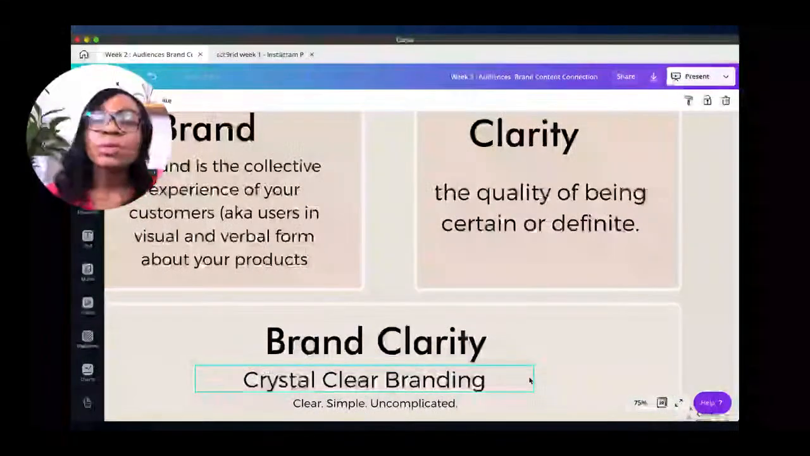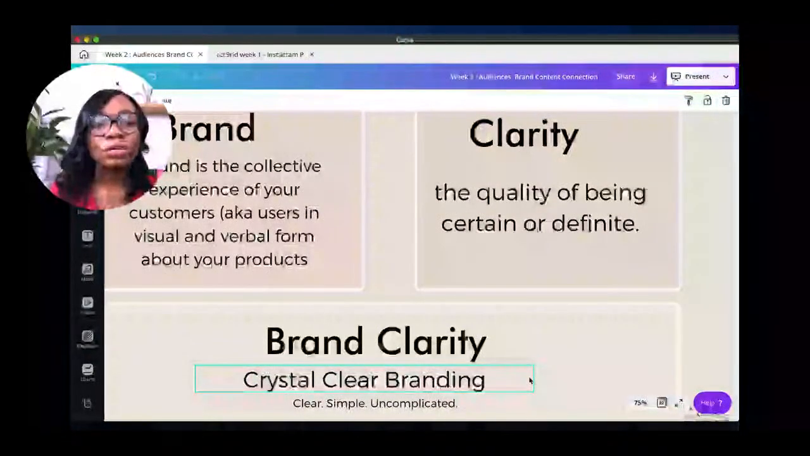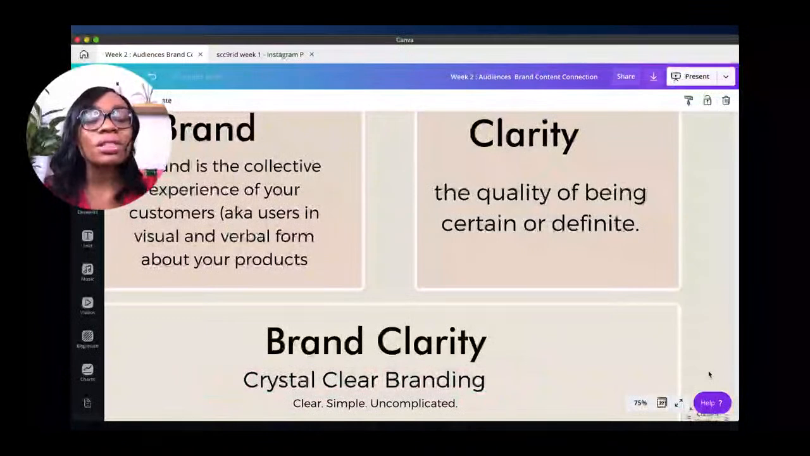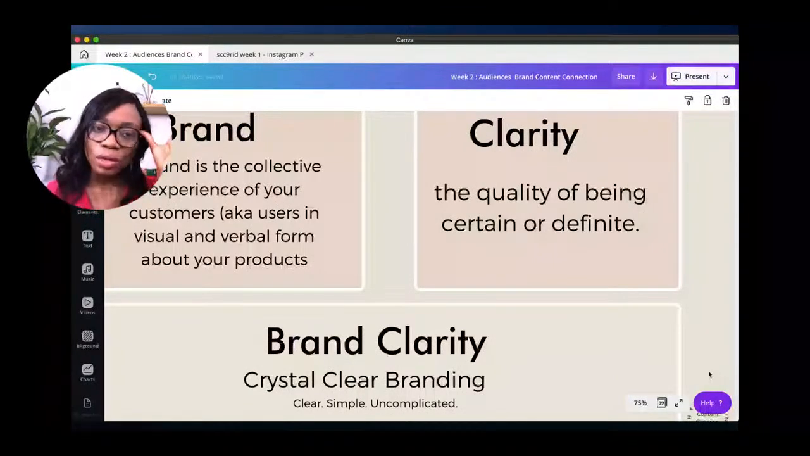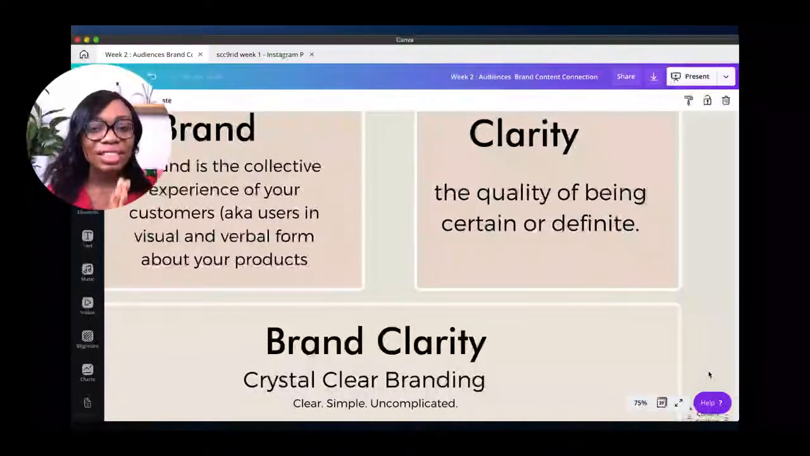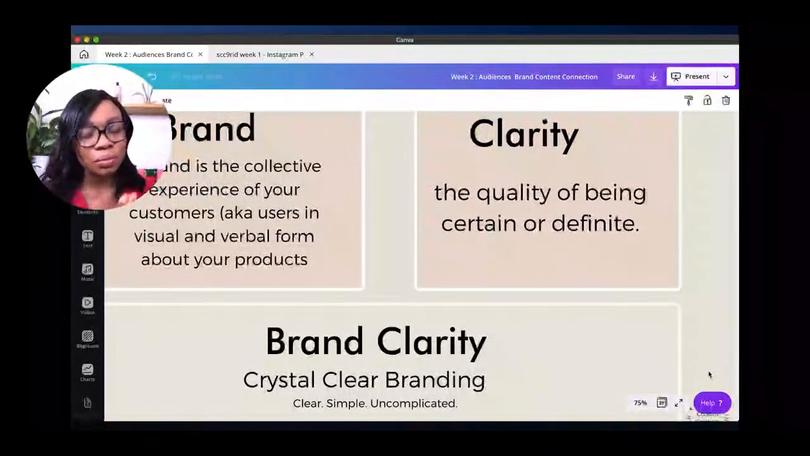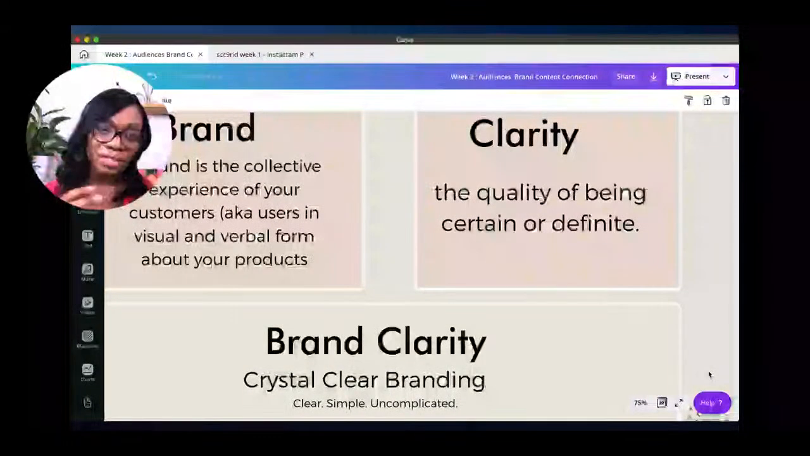It's a collective experience of your customer. You could make an assumption of what you want your brand to be, but your customers are seeing something different. So what is that representation that they have? What is that experience that they hold on to that makes them understand what your brand does? You need to define this clearly. The quality of being certain or definite is the definition of clarity. So I always talk about brand clarity.